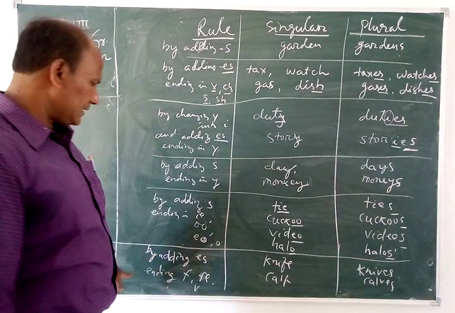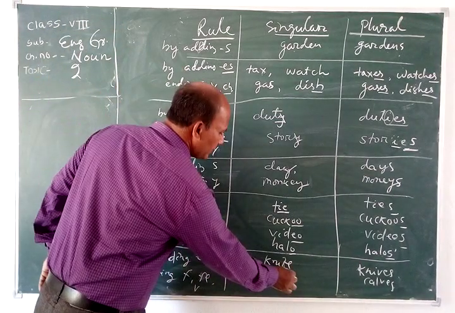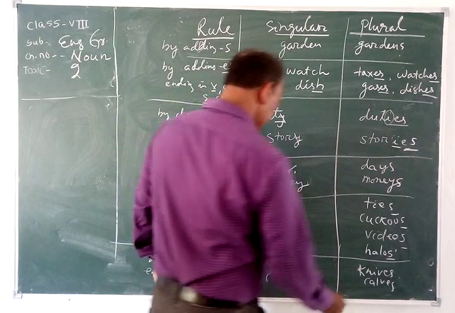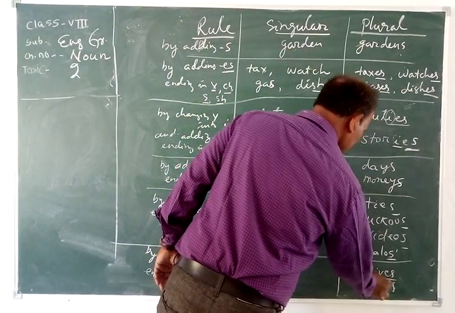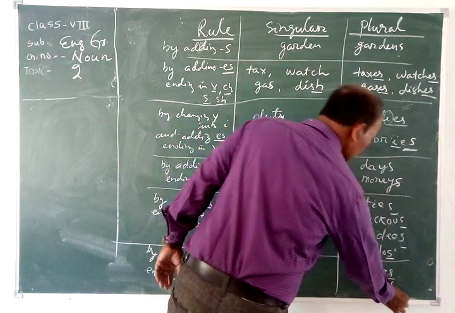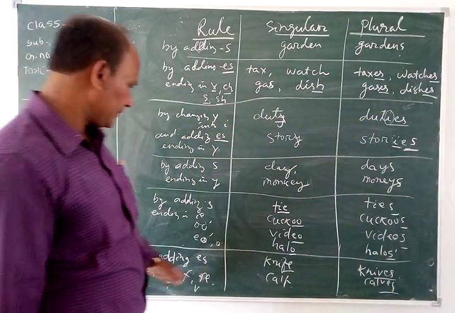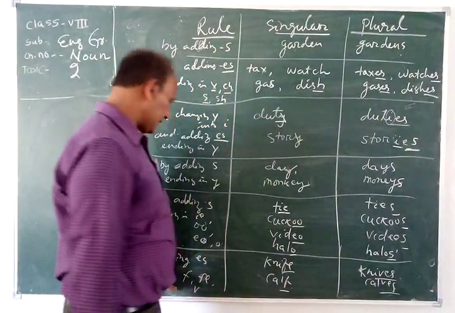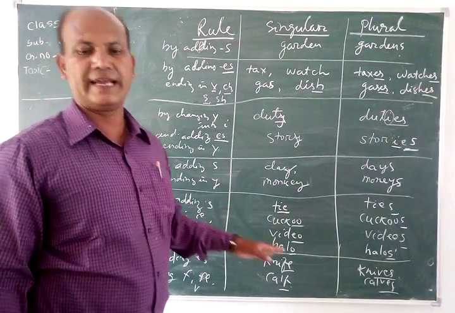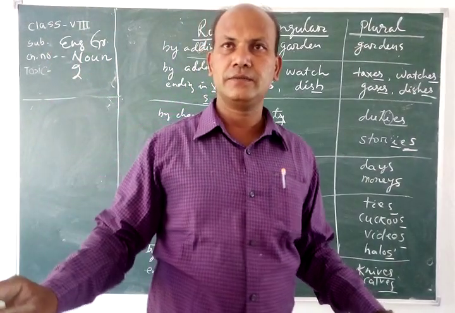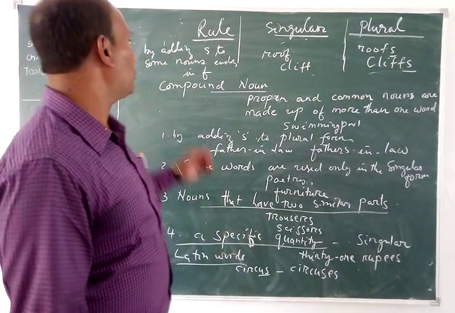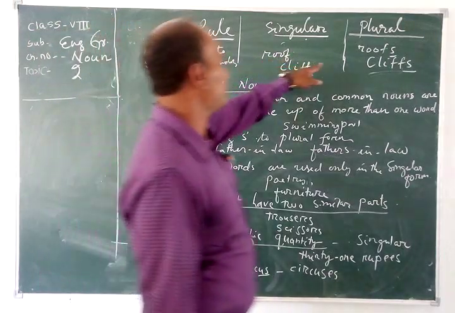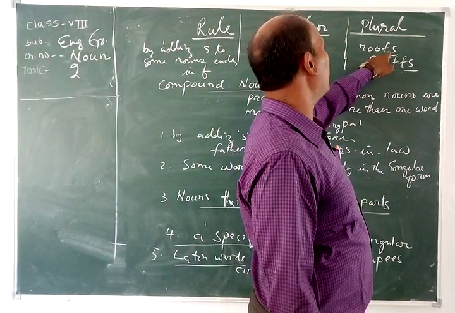By adding es, for words ending in f or fe. Knife, knives. Just like calf, calves. You have to remove the f or fe, and you have to use ves, knife, knives. Yes, student? So one more is, by adding s to some nouns ending in f, just like roof, roofs. Please, you don't say roves.